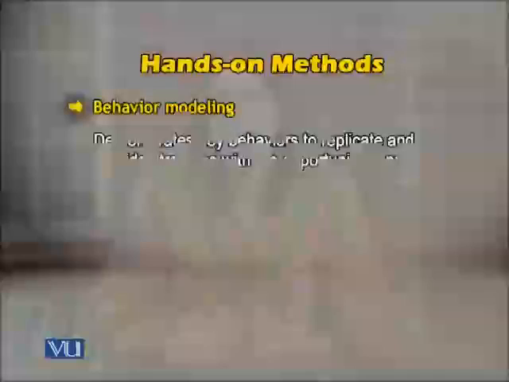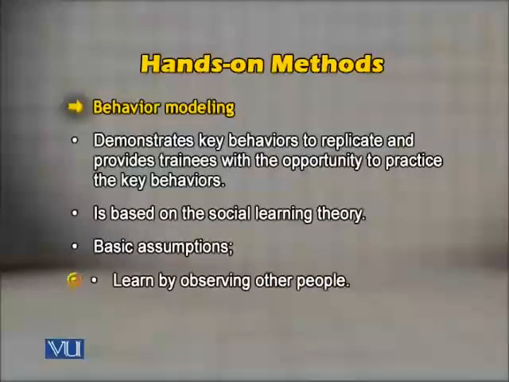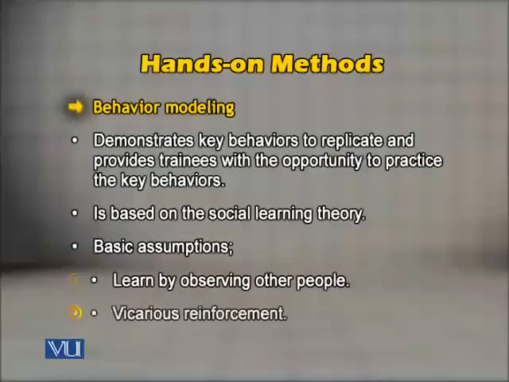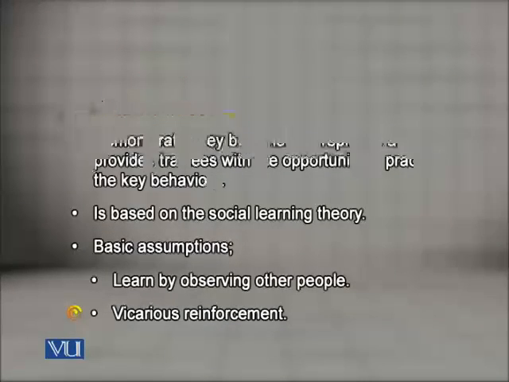So social learning takes place when people learn socially. So what were the components of social learning? One, that people learn by observing other people. And the second component of social learning is vicarious reinforcement. What is vicarious reinforcement? Vicarious reinforcement is that people learn when they see that those who are displaying a particular behavior are getting reinforcement for that.